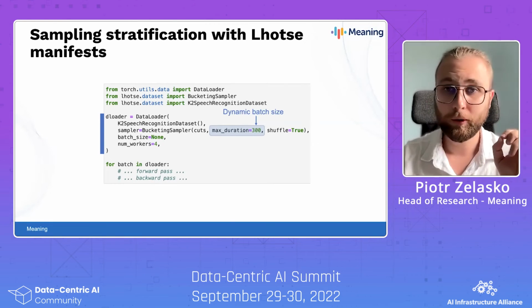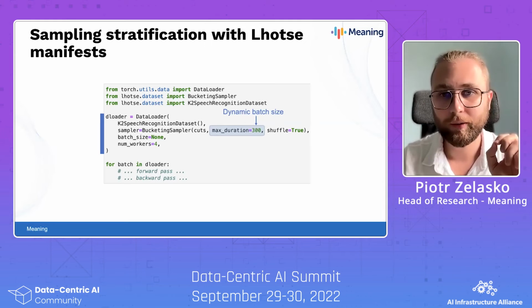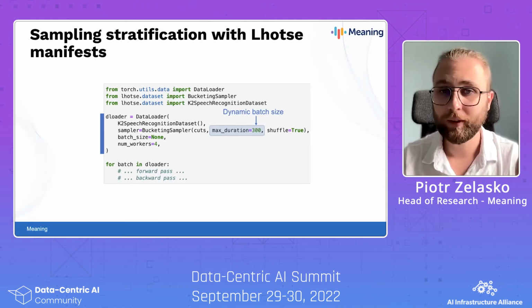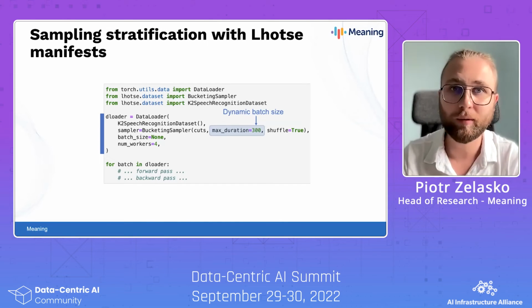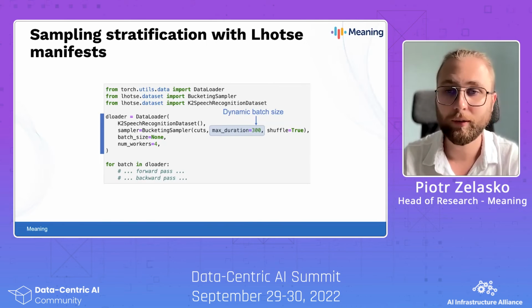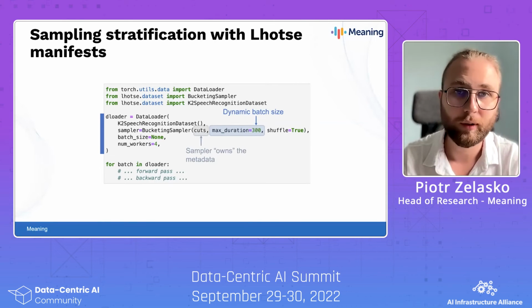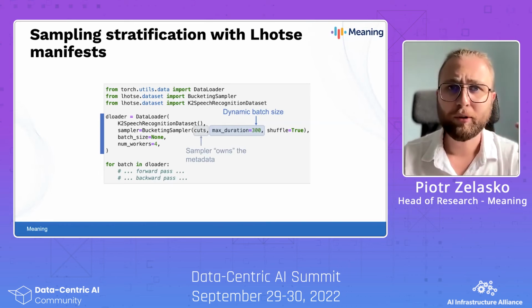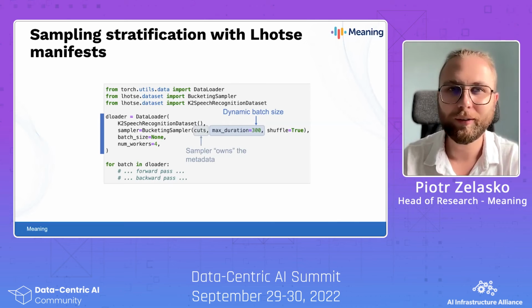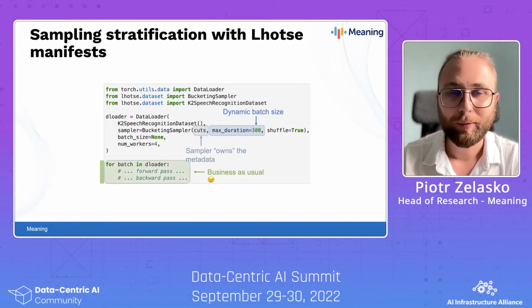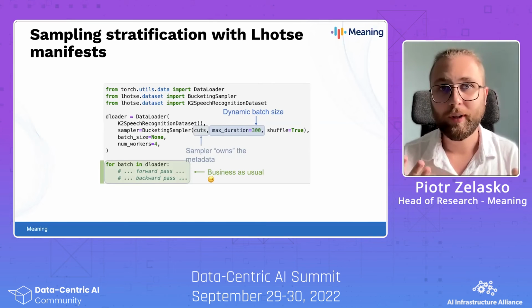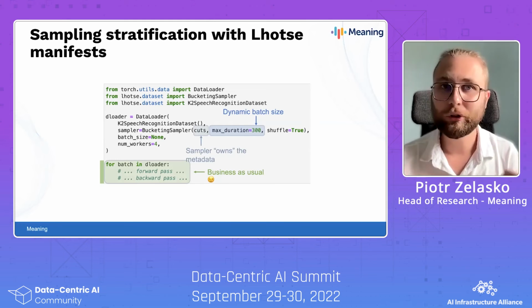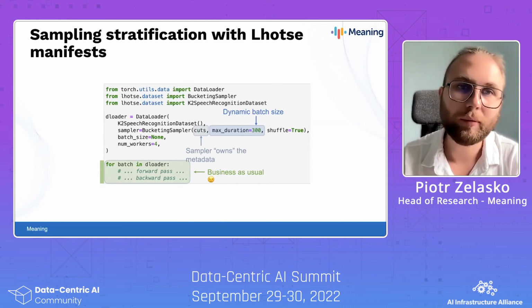One important thing to note is that we support dynamic batch sizes. So the batch size is not necessarily a fixed number of items. It may be determined based on the total duration of speech examples. This is something very handy in practice for things like speech recognition. The sampler actually owns the metadata. This is a little bit different from how things are often handled in PyTorch datasets, but it's a technicality. And then when you train your models, it's business as usual. If you already had a model, a training loop, and so on, you don't need to change literally anything.